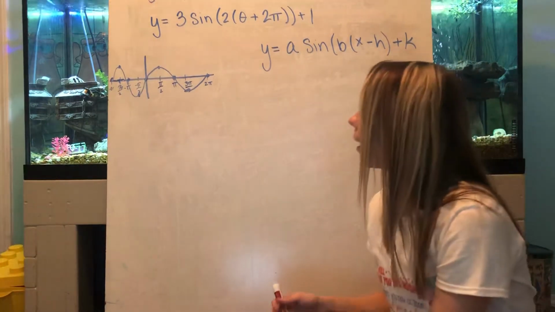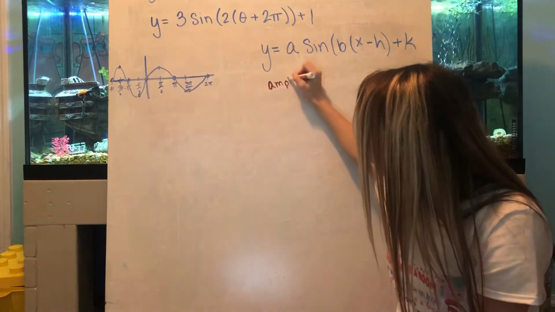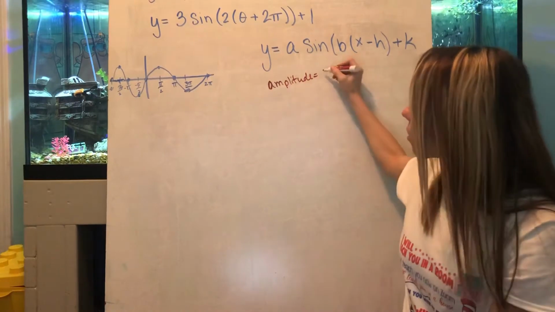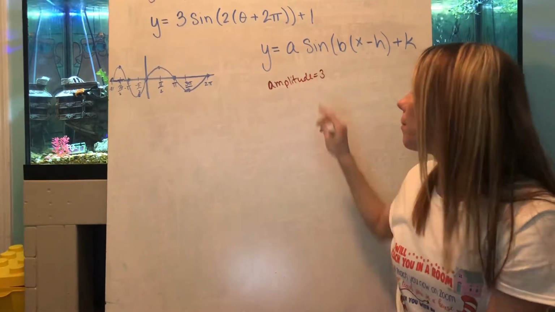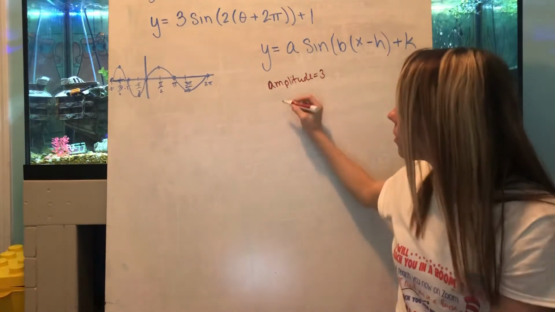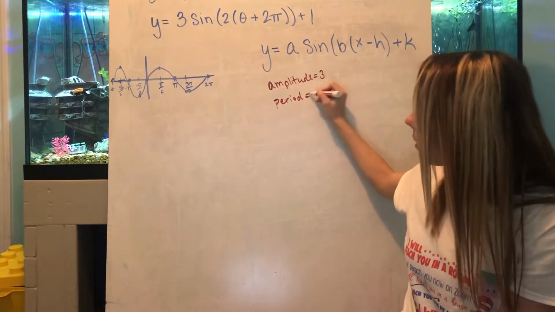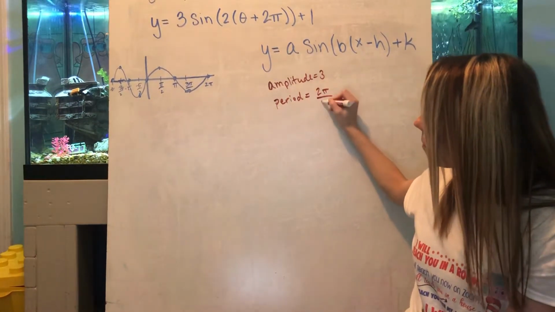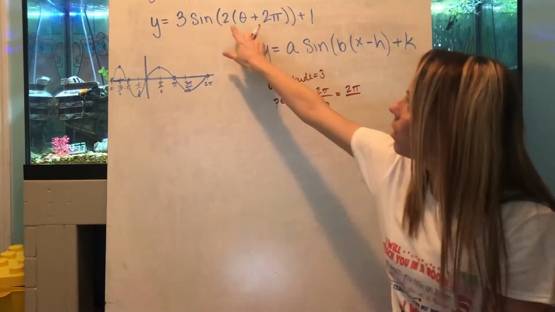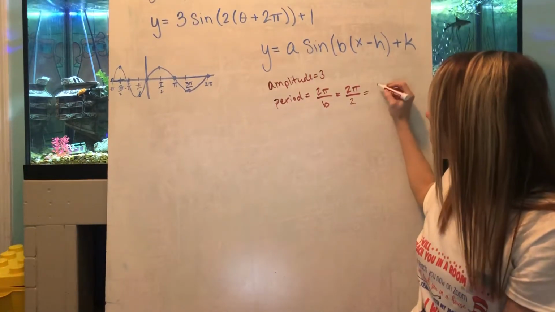So remember that A stands for amplitude, and our A value is 3. B stands for something that will help you find your period. So our period is calculated by taking 2 pi over B. So 2 pi over 2, since 2 is our B value, which is pi.